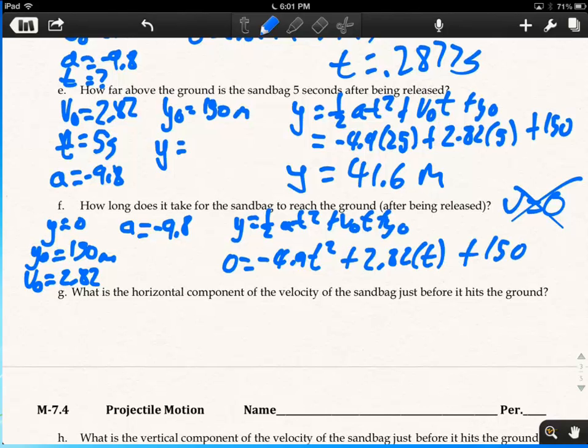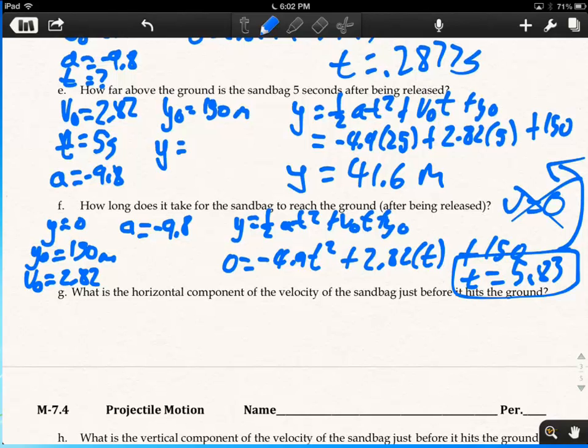And again, it's a quadratic equation, right? So go ahead and run that through on your calculator, however you solve that. A is negative 4.9 because it's got the negative. B is 2.82 and C is 150. And from there we'll see two times. We don't need a negative time, we want a positive time. So t equals 5.83 seconds. Now that's kind of an impressive number when you think about it, because at 5 seconds it was about 42 meters high. At 5.83 seconds it's on the ground. That means it fell that last 41.6 meters in 0.83 seconds.